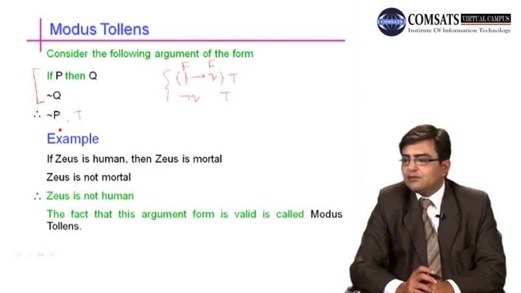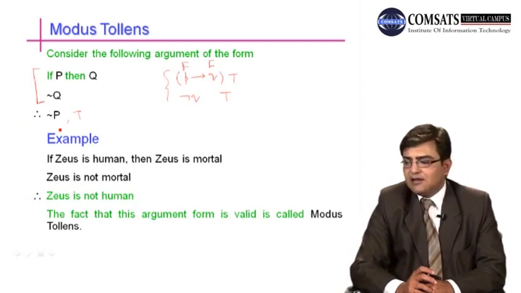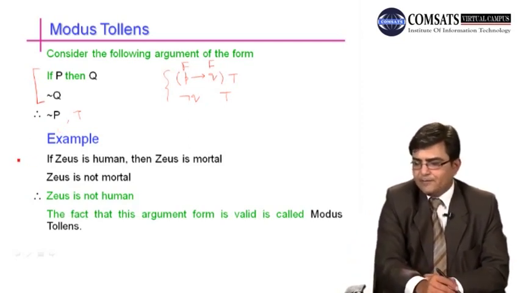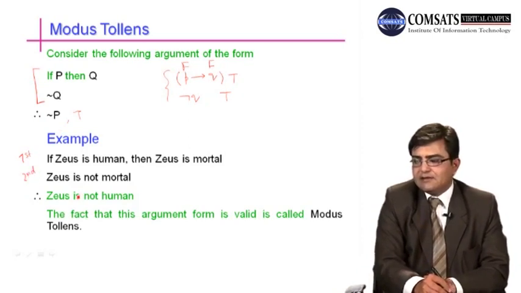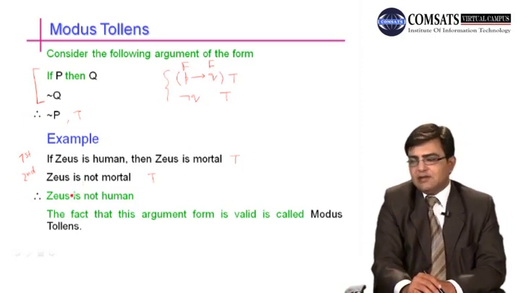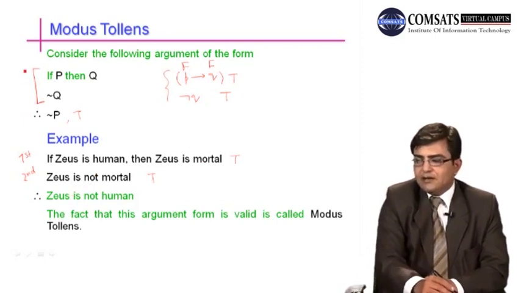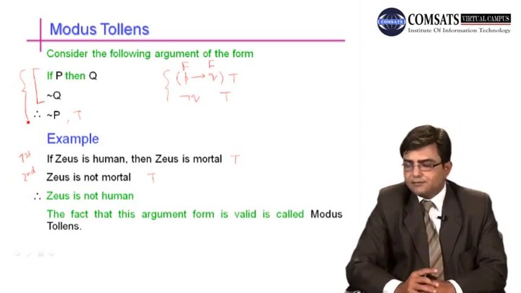For example, if Zeus is human, then Zeus is mortal. This is the first premise, and the second premise is Zeus is not mortal. If Zeus is not mortal is true, and as a whole this conditional statement is true, then we must conclude that Zeus is not human. And the argument forms of this type are called modus tollens.